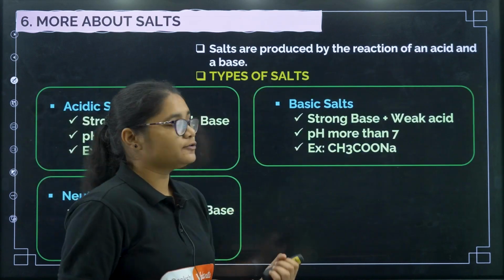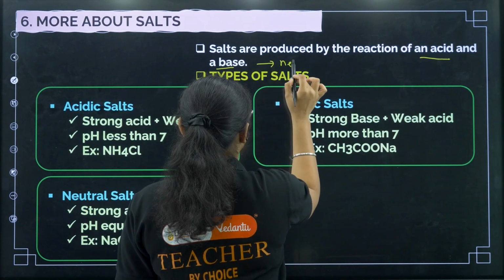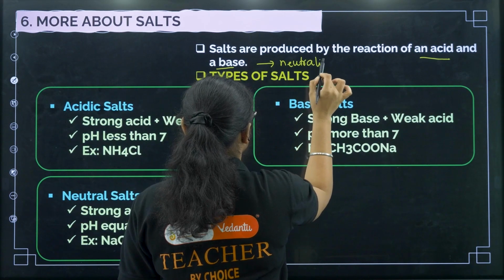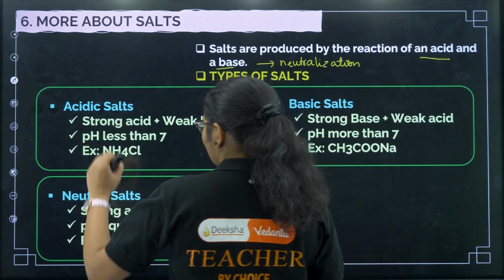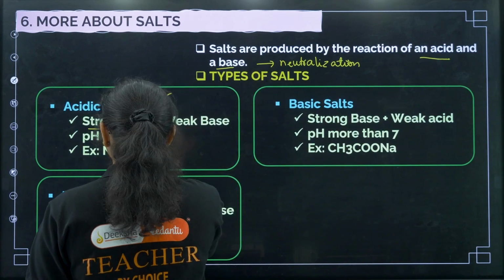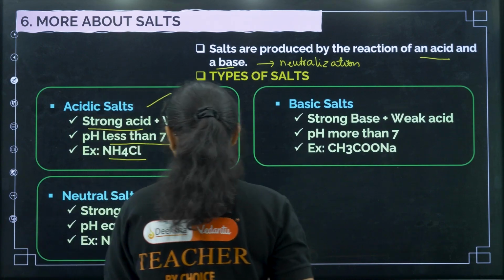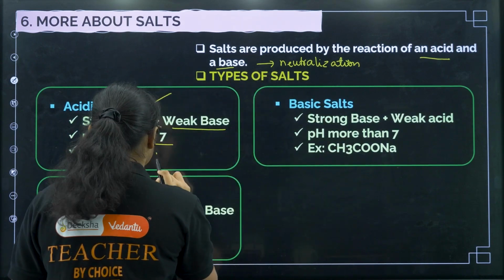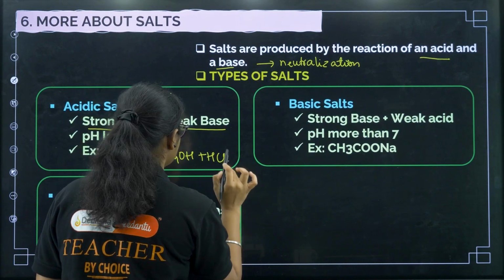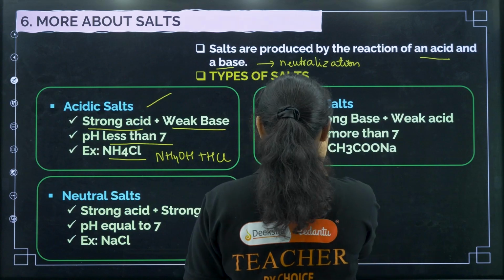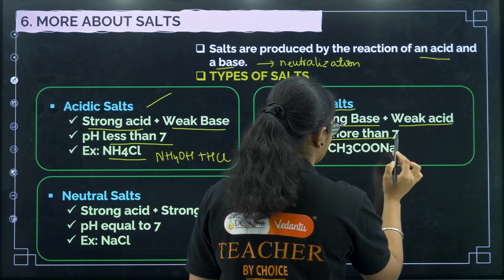Next we have salts. Salt is produced by the reaction of an acid and a base, and this reaction is called a neutralization reaction, right, okay. So now here we have acidic salts. Under acidic salt you have strong acid and weak base. pH is less than 7 and the example is NH4Cl. So here you can see the base is NH4OH, which is a weak base, and the acid is HCl, which is a strong acid.